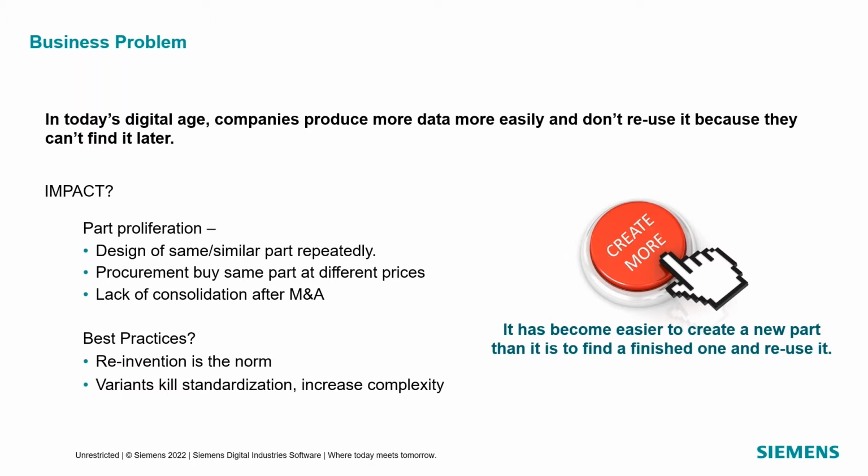So the question then is, what does this do for us? Or what does this do to us, rather? When reinvention is the norm, we're killing any chance of standardizing, and we're also increasing the complexity of our inventory. Basically, it's become easier to create a new part than it is to find an existing one and reuse it.